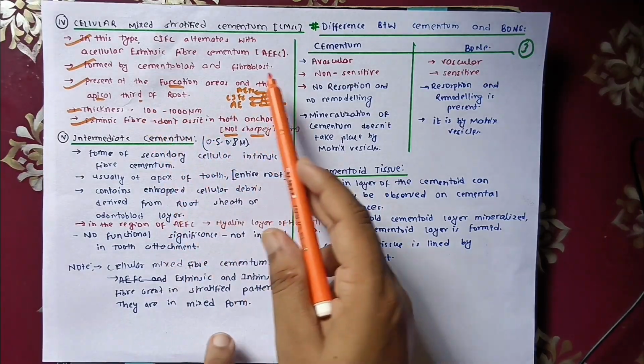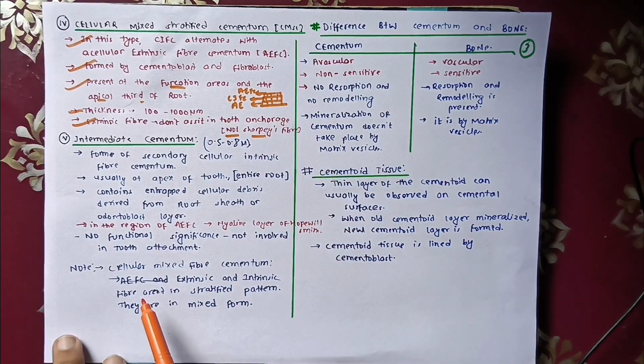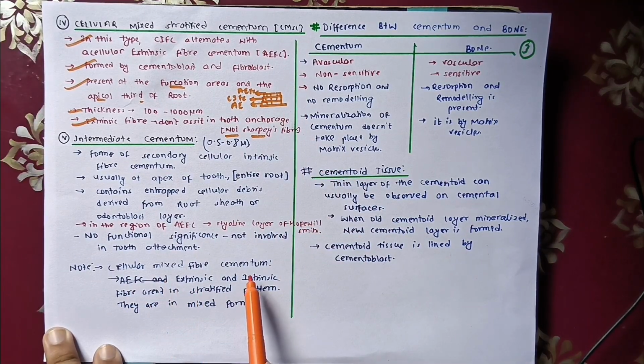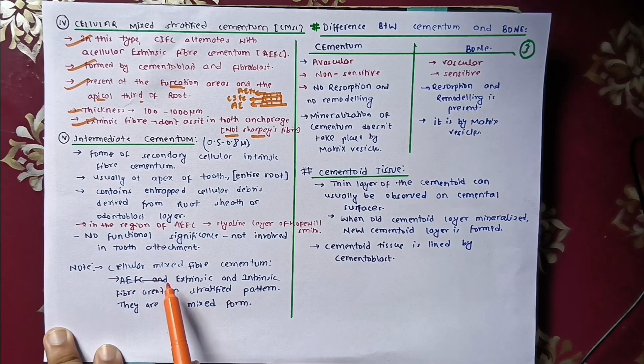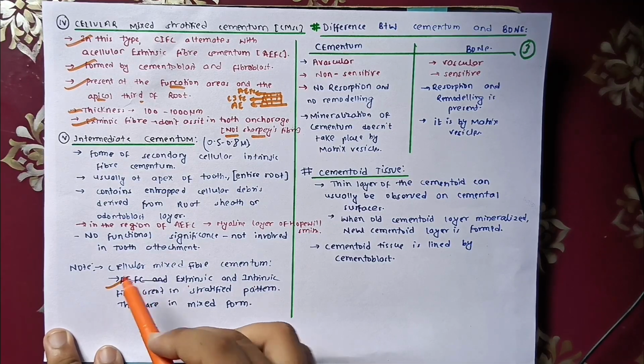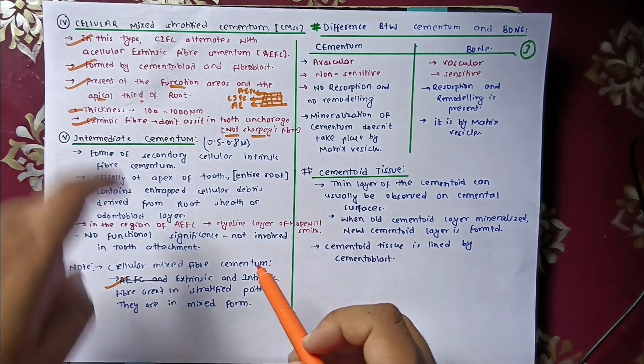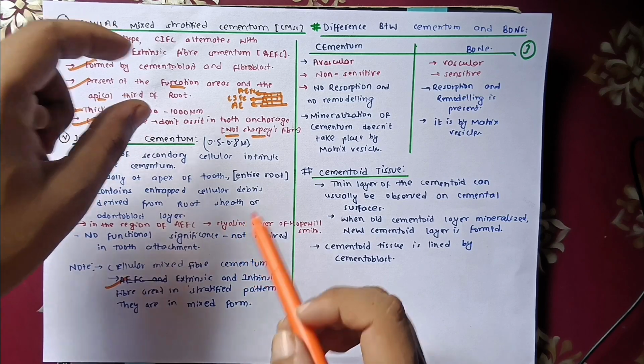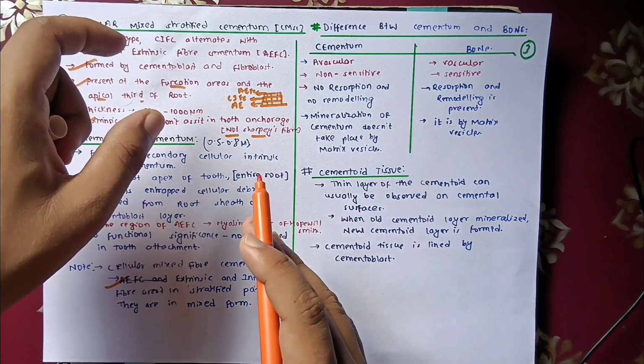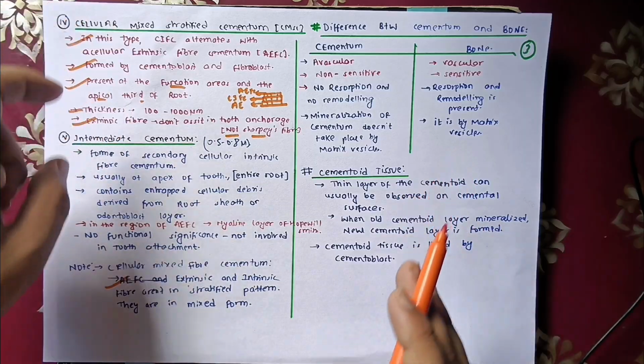In this cellular mixed stratified cementum we also have another type, that is cellular mixed fiber cementum. In this cellular mixed fiber cementum, there is simply extrinsic and intrinsic fiber, both fibers are present, and they are not in a stratified pattern, they are just mixed. The location of this cellular mixed fiber cementum is similar to that of the cellular mixed stratified cementum, and also similar to that of the CIFC.